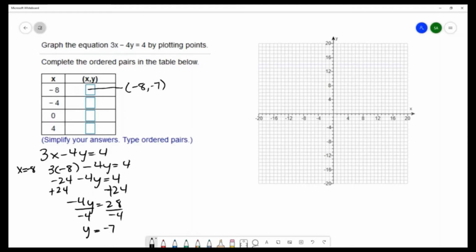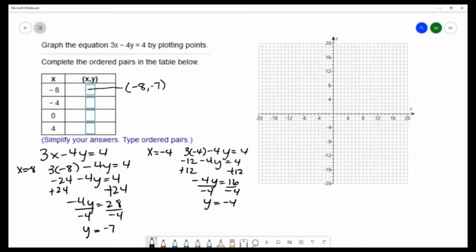I'm going to do the same thing for the next x value, which is x equals negative 4. I'll substitute negative 4 in for x. That's 3 times negative 4 minus 4 times y equals 4. 3 times negative 4 is negative 12. And now I'll solve for y. I add 12 to both sides, giving me negative 4y equals 16. Divide both sides by negative 4, and y equals negative 4. So that gives the ordered pair negative 4, negative 4.